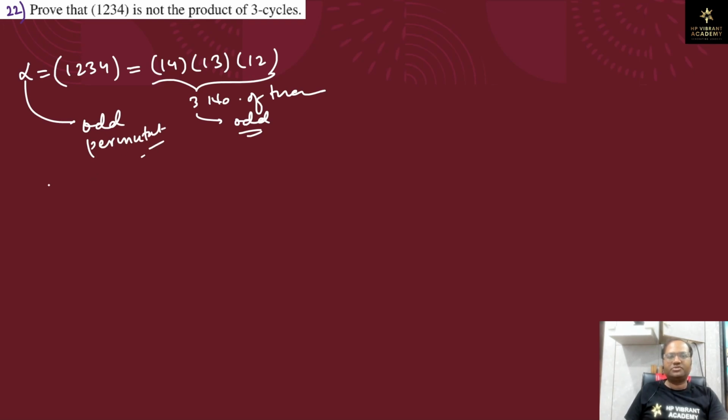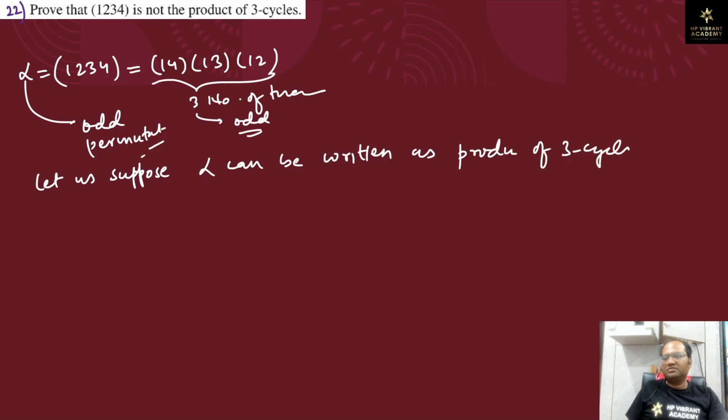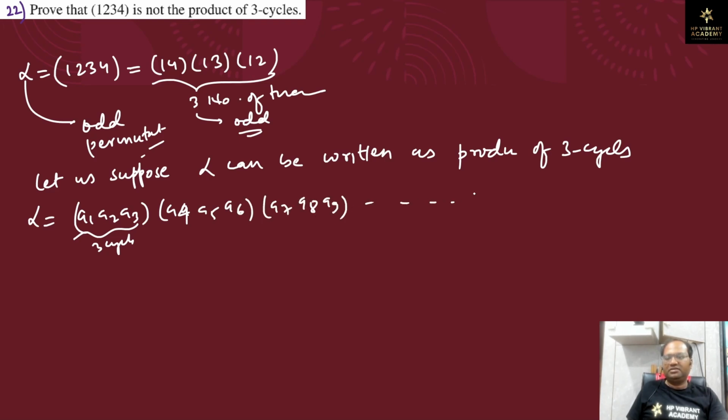Okay, now let us suppose alpha can be written as a product of 3 cycles. Okay, so let us represent alpha as the product of 3 cycles. So alpha is equal to, let us represent, (A1 A2 A3), this is nothing but a 3 cycle, (A4 A5 A6), (A7 A8 A9), like this, up to (AM-2 AM-1 AM).